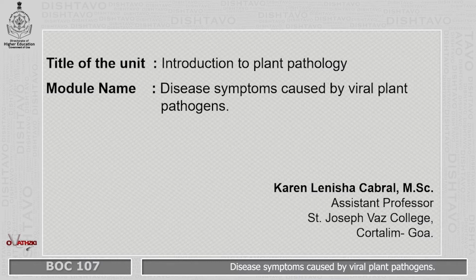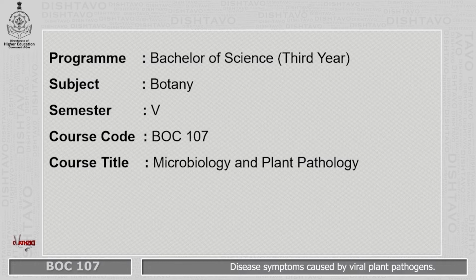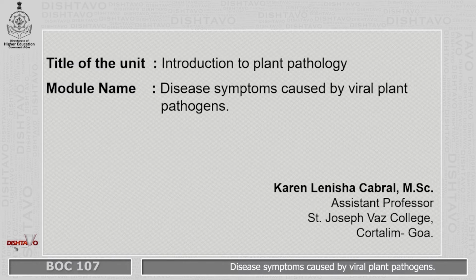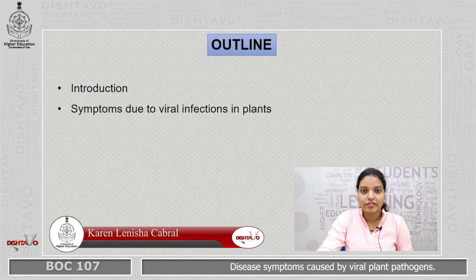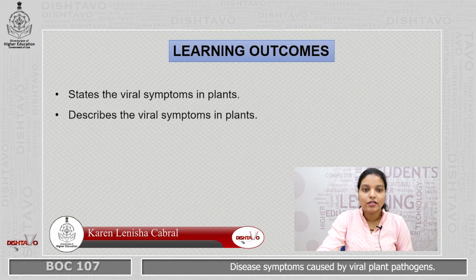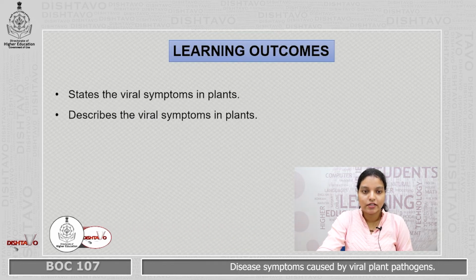This lecture is for Bachelor of Science, 3rd year, Subject Botany, Semester 5, Course Code BOC 107, Course Title Microbiology and Plant Pathology. Title of the unit, Introduction to Plant Pathology. Module name, Disease Symptoms caused by viral plant pathogens. Outline, Introduction, Symptoms due to viral infection in plants. Learning outcomes: states the viral symptoms in plants, describes the viral symptoms in plants.